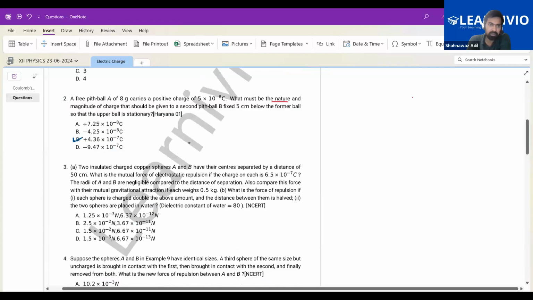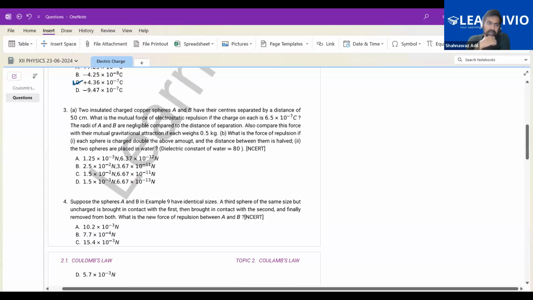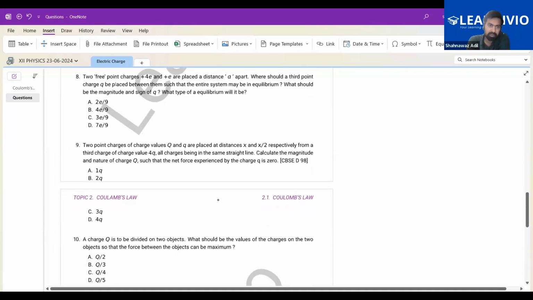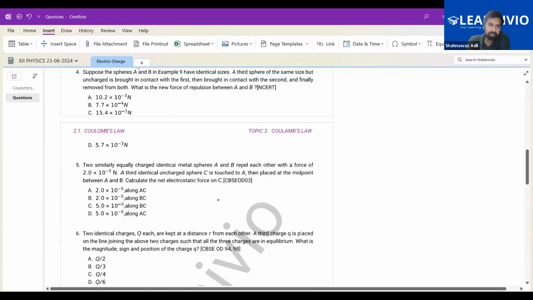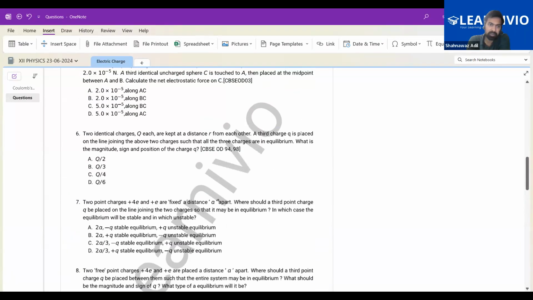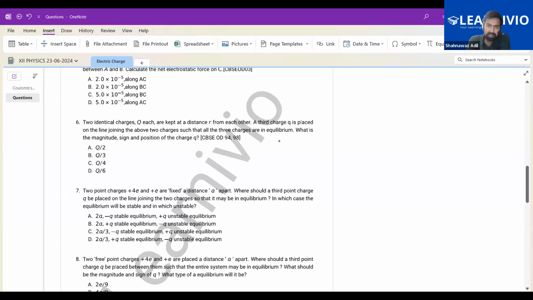Why did I do those two problems? Because I saw that each sphere is charged double the above amount and the distance between them is half. So that is why I did those two parameters. In the next class, we will solve all these problems. There are numerous questions and we will solve all of them. These are very important questions. I can see that there is equilibrium also, which means we also have to talk about equilibrium, so we'll talk about equilibrium.